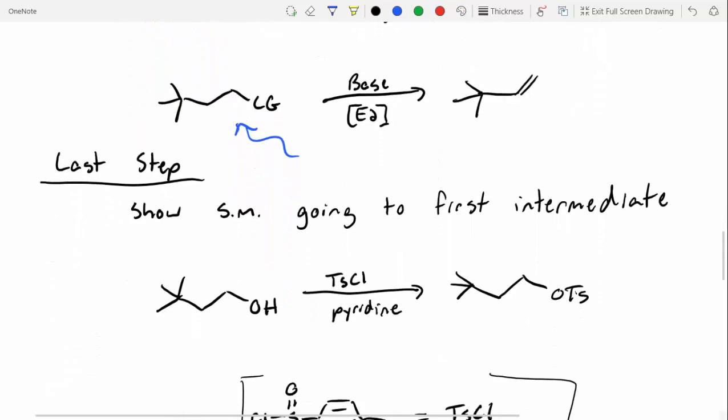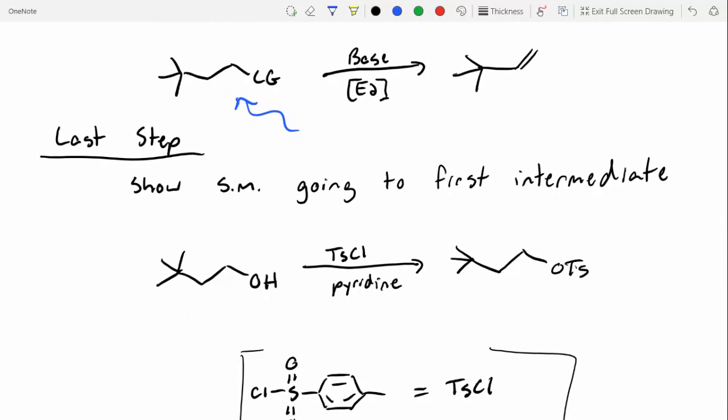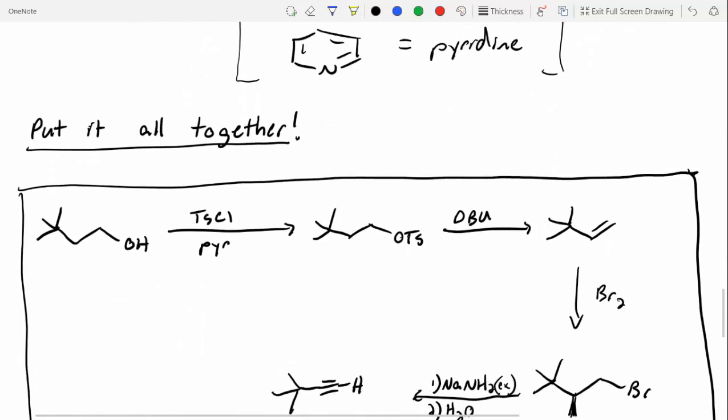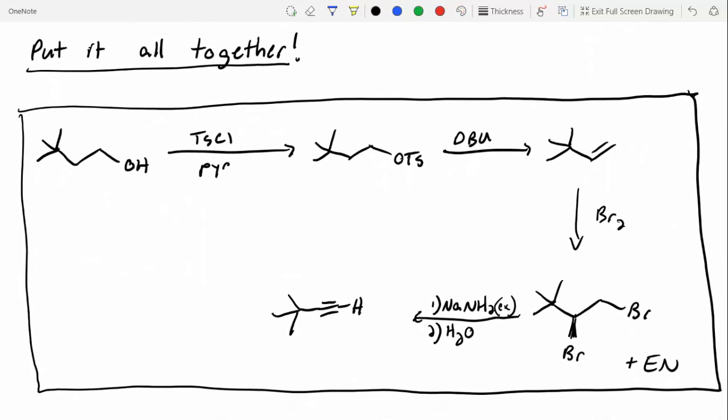So if you think about it, we know how to turn an alcohol into a leaving group using tosyl chloride and pyridine. And if you forgot what tosyl chloride and pyridine look like, you can use these 2 guys, and that turns our alcohol into a good leaving group. All right, so now we're all the way back at our starting material. Once I've done that retrosynthesis, going backwards from the product to our starting material, then I try to piece it all together and then kind of put it into one cohesive synthesis.